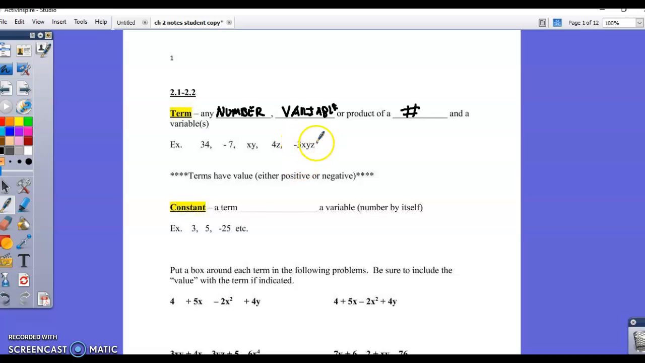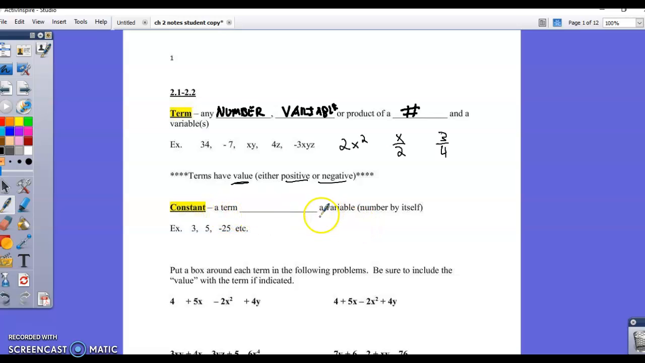-XYZ, so a number and multiple variables would be considered a term. We could think of terms raised to a power, so 2x squared, that would be considered a term of positive 2x squared. We can have a fraction, that would be a term. X over 2, 3 over 4. These would all be considered terms. Generally, like I like to think about it, terms are separated by the value of the previous term. And what I mean by that is they're either positive or negative.